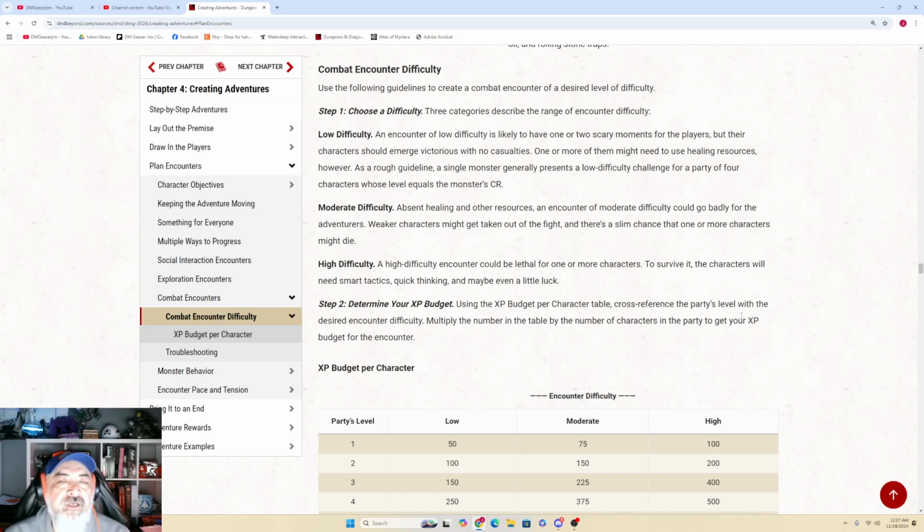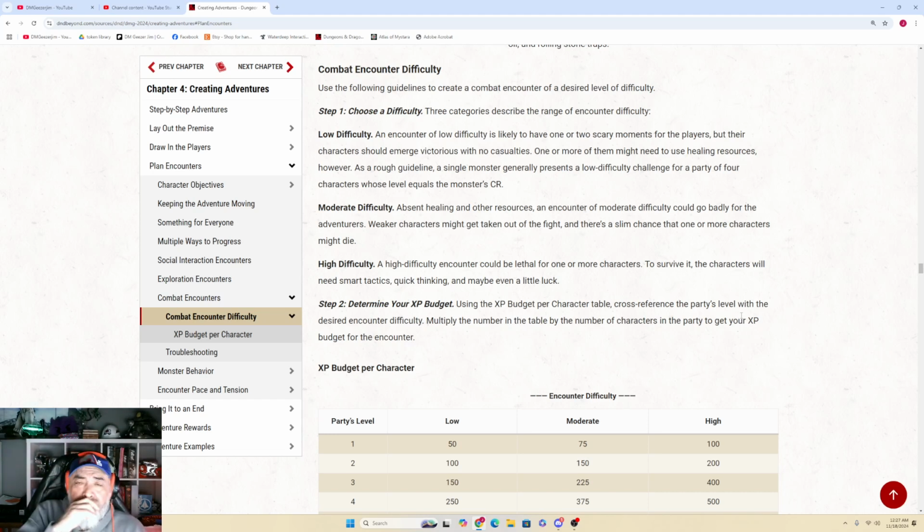Low difficulty. An encounter of low difficulty is likely to have 1 or 2 scary moments for the players, but their characters should emerge victorious with no casualties. 1 or more of them might need to use healing resources, however. As a rough guideline, a single monster generally represents a low difficulty challenge for a party of 4 characters whose level equals the monster's CR.